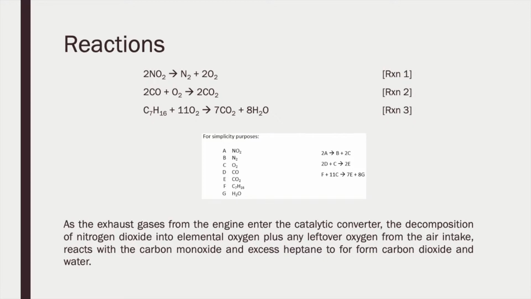The reactions that take place within the catalytic converter. The first reaction that takes place is the nitrogen dioxide to nitrogen and oxygen. And then the second reaction is carbon monoxide and oxygen to form carbon dioxide, and then our hydrocarbon reactions to form water and carbon dioxide. As exhaust gases from the engine enter the catalytic converter, the decomposition of nitrogen dioxide into elemental oxygen plus any excess oxygen from the air intake reacts with the carbon monoxide and excess heptane to form carbon dioxide and water.